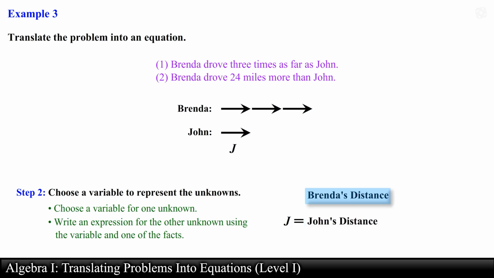Now, an expression for Brenda's distance is going to depend on the sentence that we use. The first sentence says that Brenda's distance is 3 times as far as John. This translates to 3j, or 3 times j. On the other hand, if we use the second sentence, we have that Brenda's distance is 24 more than John's distance. This translates to 24 plus j. Notice that in this example, we have 2 variable expressions that represent Brenda's distance.